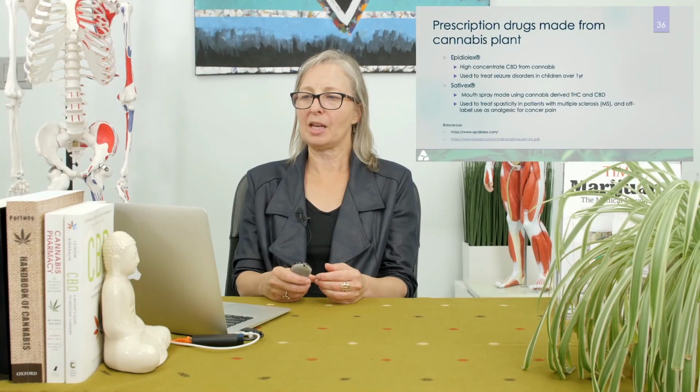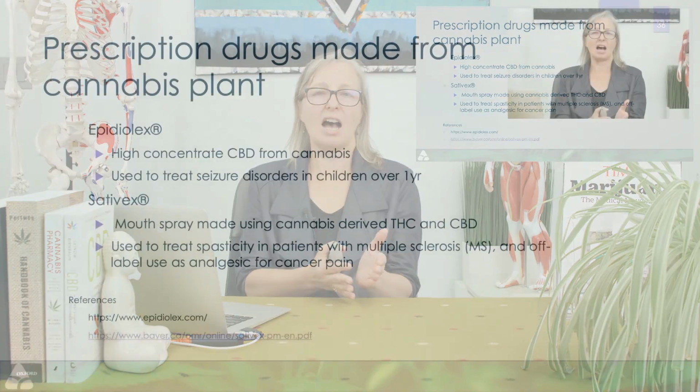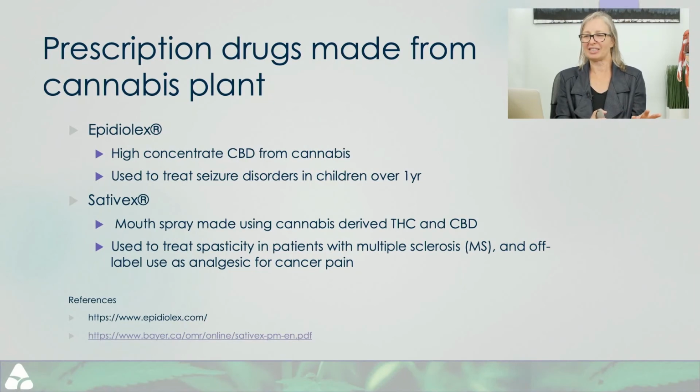There are a couple of prescription drugs made from the cannabis plant. So this is basically legalized cannabis, even though the plant itself is still outlawed, or it was outlawed up until recently. Epidiolex is highly concentrated CBD from cannabis, and that's used to treat seizures in children over 1 year. Sativex is another one that's a mouth spray, and that has equal amounts of THC and CBD in it, so it would be considered a balanced product. Used to treat spasticity in patients with multiple sclerosis, and it's used off-label for pain in cancer.